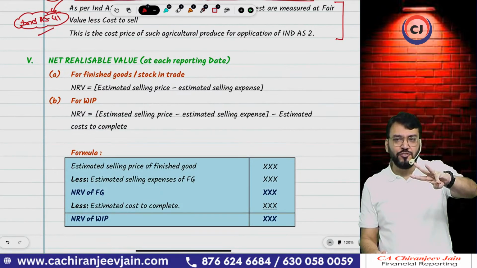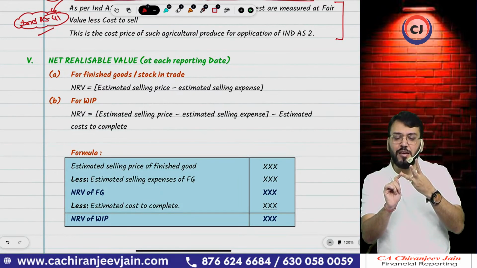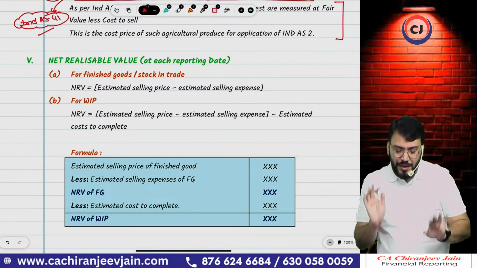Three special points you have understood. These are three special: first is joint product and byproduct, then deferred settlement term. Then this point is pending from my point of view.